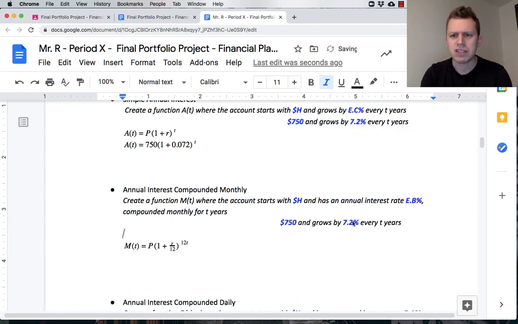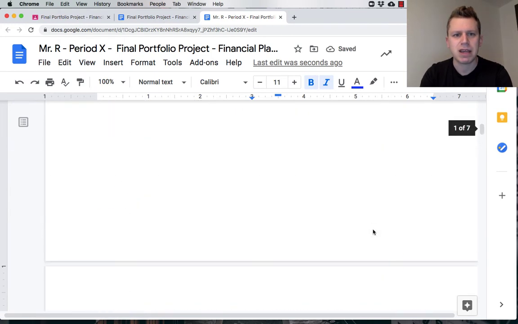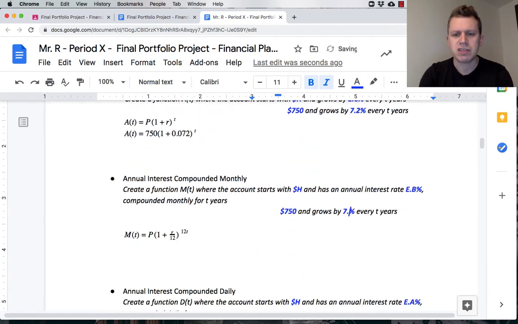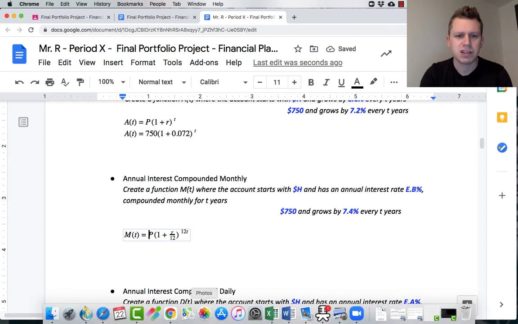Well, I know E was 7, so I just have to change that one to a B. Let's see what I had for B. B here was 4. Okay, not too shabby, so 7.4%. And then I do the same thing. My principal is going to be 750 still, because that's what I picked.